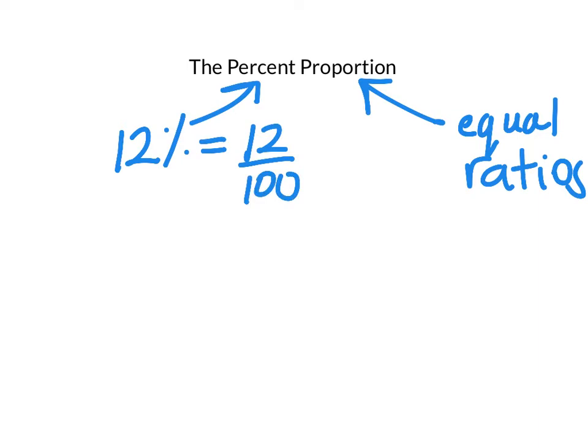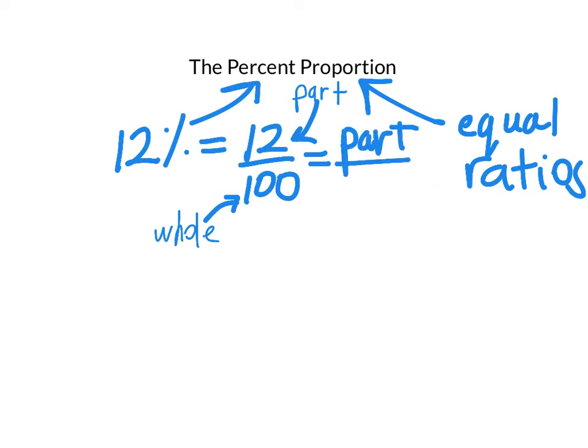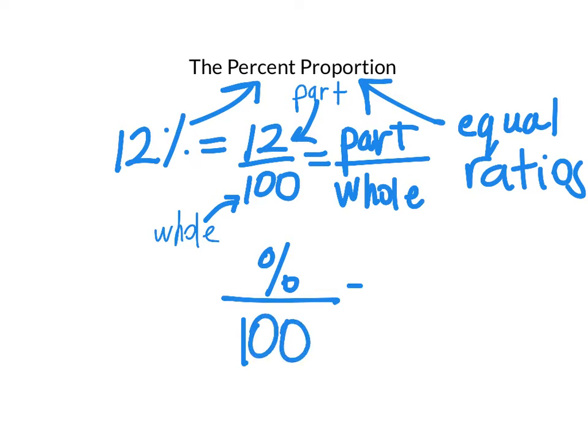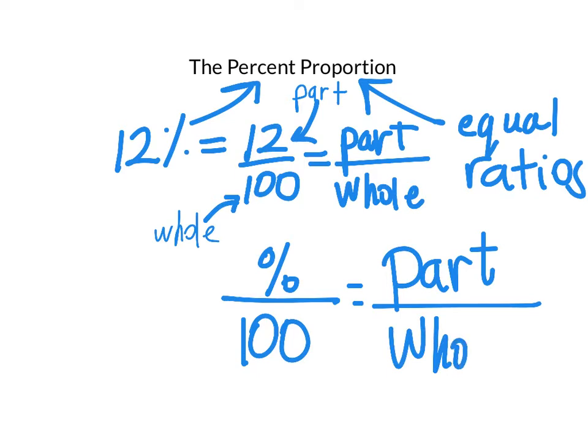Now we need to make equal ratios with that. Well, we know that the 12 is a part out of 100, which is a whole. And that's actually what we've got going on. And so that's our proportion. So written generically, we write this as whatever the percent number is over 100 equals part over whole. And sometimes the words "is" help us find part and "of" help us find whole.